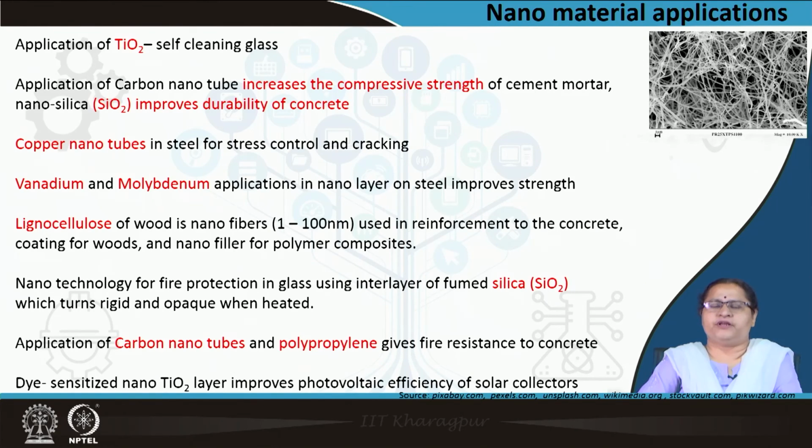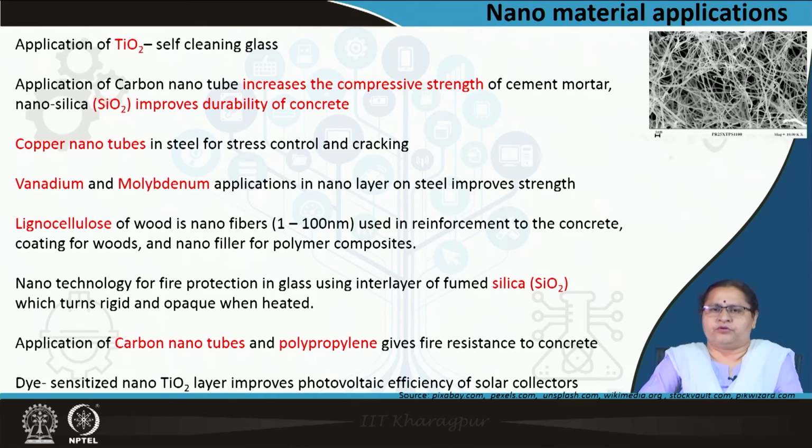Nanomaterials can also go into composites. Carbon fibers can go into concrete to improve its characteristics. Silicon dioxide, nanosilica, improves durability of concrete. Copper nanotubes in steel help to control the cracking. I am not going into details. Vanadium, molybdenum, they improve the strength of steel. They are only applied as a very thin layer.